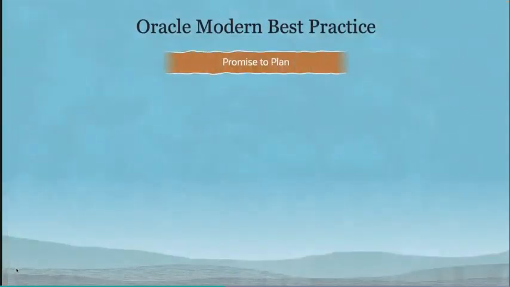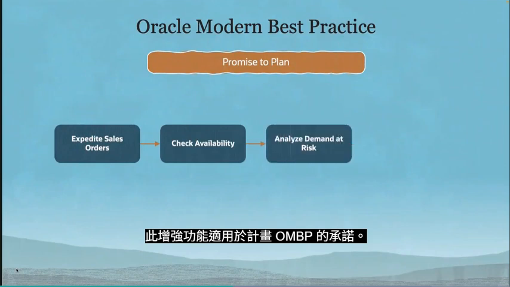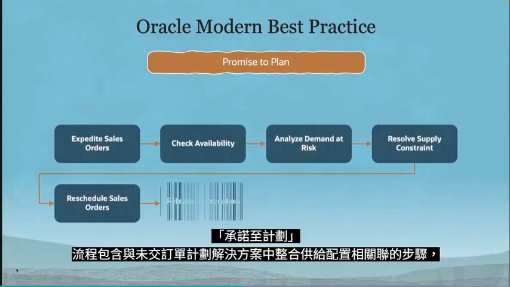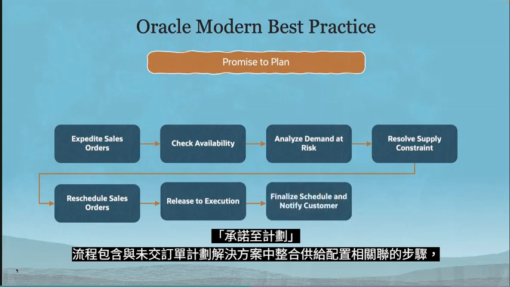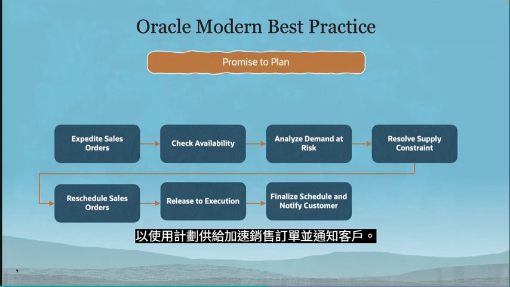This enhancement fits into the Promise to Plan OMBP. The Promise to Plan flow includes steps associated with an integrated supply, allocation, and order backlog planning solution to expedite sales orders using planned supply and notify the customer. Let's take a closer look at the individual steps.